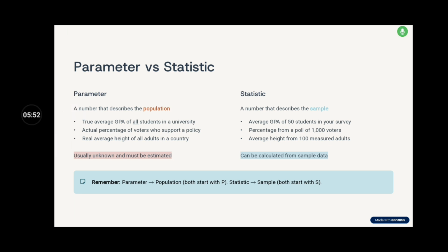So this is all about the parameter. It is usually unknown and we must estimate it.